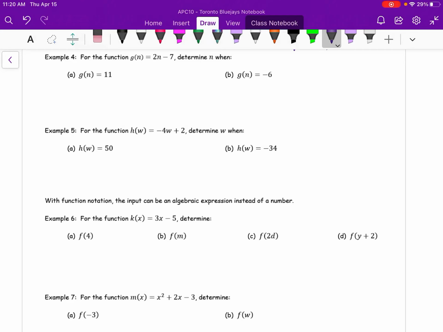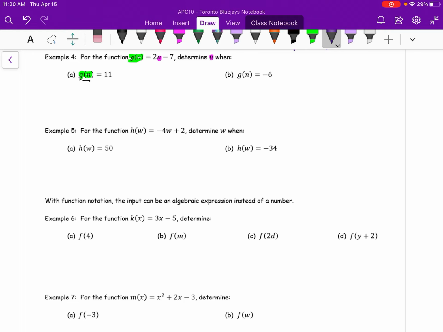Let us do example number 4. For the function g of n is equal to 2n minus 7, determine n. So I'm going to determine n for 2n minus 7. A, g of n is equal to 11. Really, g of n is our output, and we look at g of n is equal to 11, and g of n is this.